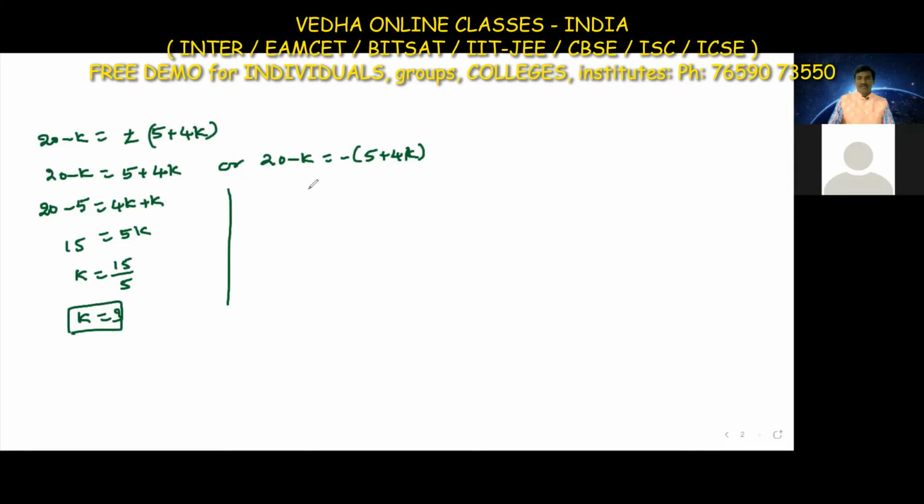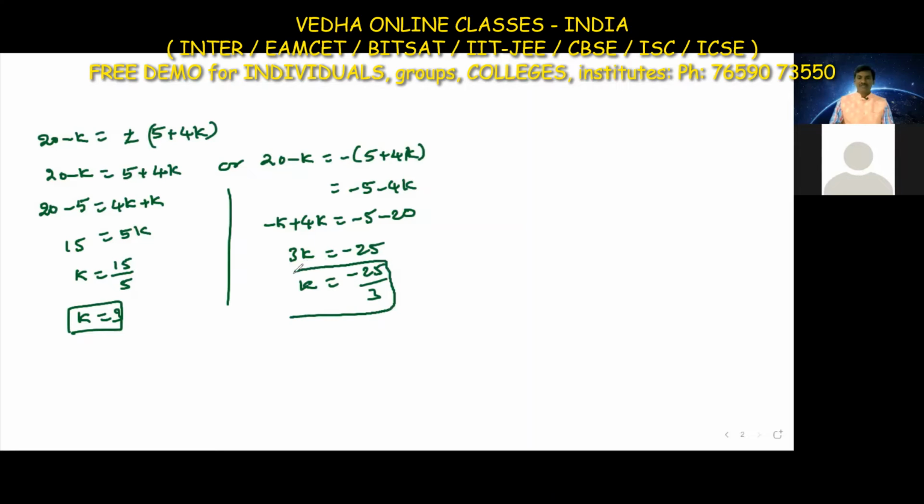Now, 20 minus k is equal to minus of 5 plus 4k, that is, minus 5 minus 4k. Take k to the left side and 20 to the other side. We already have minus k; take 4k to this side, and 20 to that side becomes minus 20. So 4k minus k is 3k, equal to minus 20 and minus 5, minus 25. The value of k is minus 25 by 3.